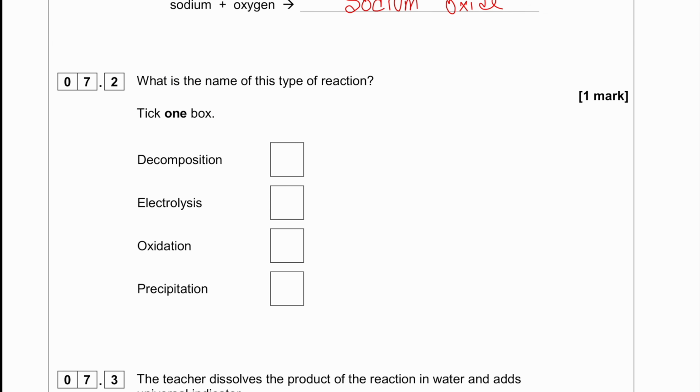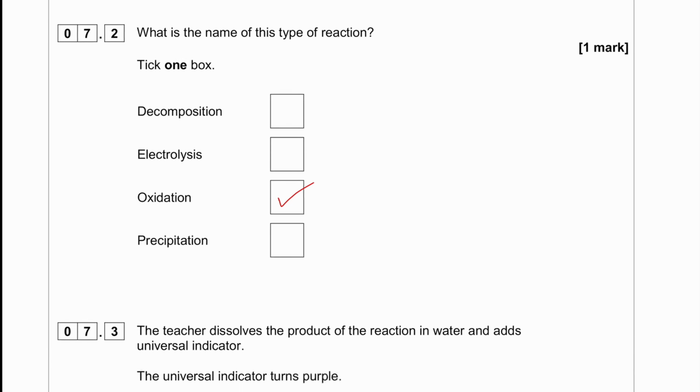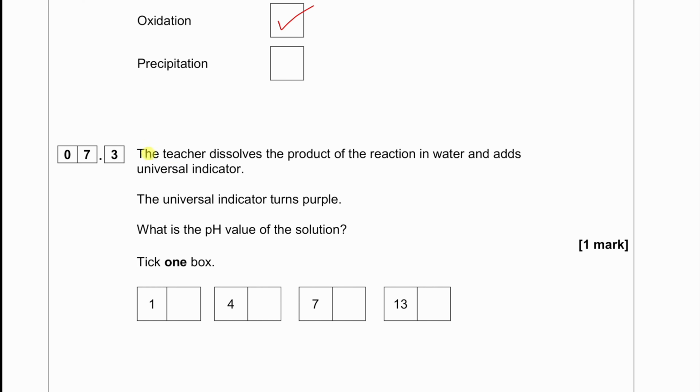What is the name of this type of reaction? The type of reaction is oxidation because we are adding oxygen to it. Question number 7.3. The teacher dissolves the product of the reaction in water and adds universal indicator. Because sodium oxide is alkaline, the universal indicator turns purple, indicating that this is alkaline.